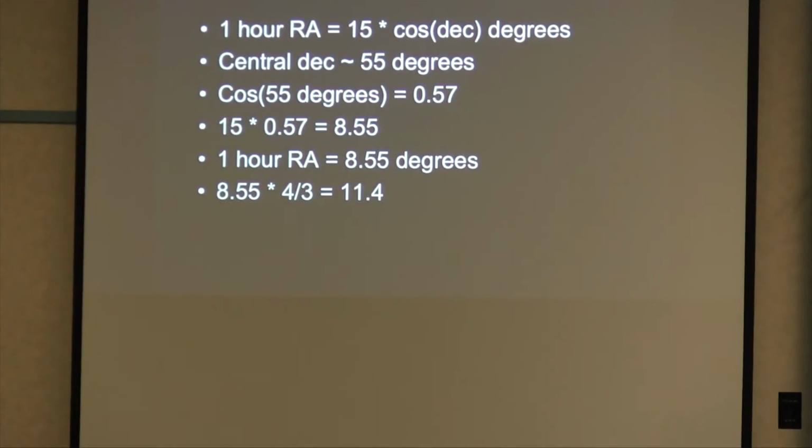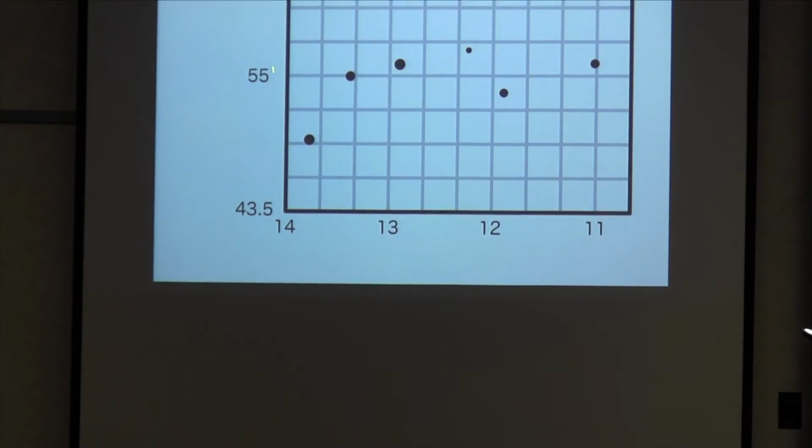Oh, sorry. That should have come before. So here, the central cosine is around 0.57, giving 8.5. I was doing it in my head and I got 9. So 8 times 4 over 3 is 11.4, so I made it 11.5 here, and then got this scaling. If you need to know the math, we can discuss it.